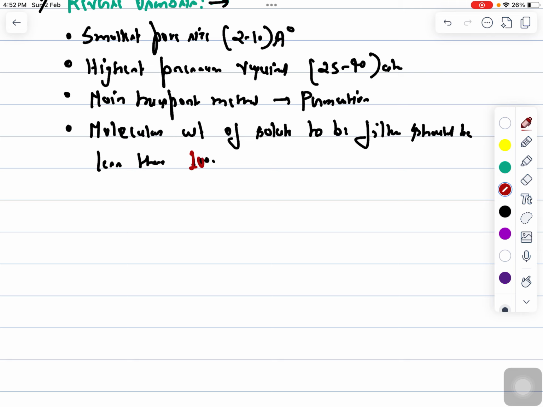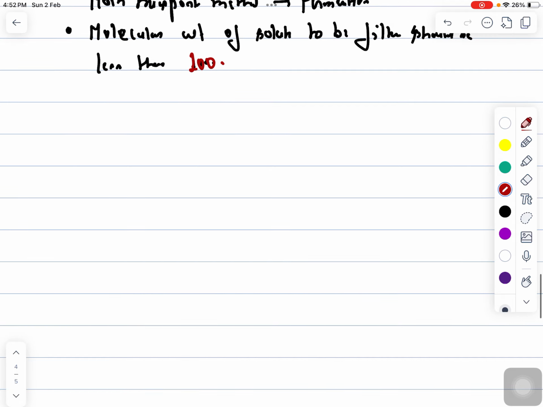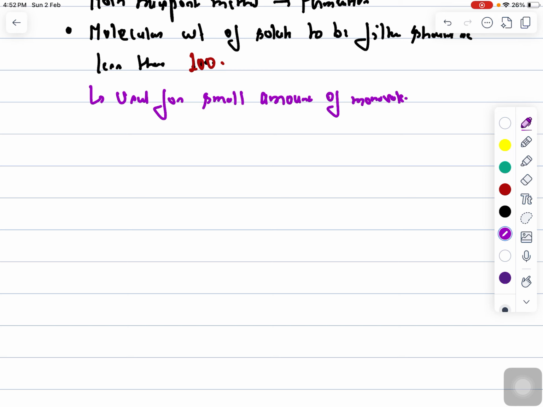Molecular weight of solute should be less than 100. And when it comes to the application part, generally it is used for a small amount of monovalent ions, like sodium plus, chloride minus, so and so forth.